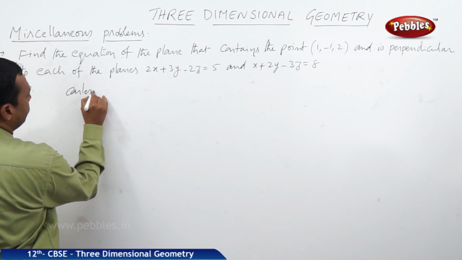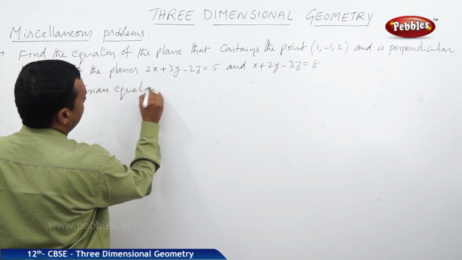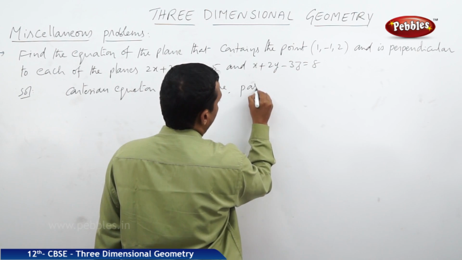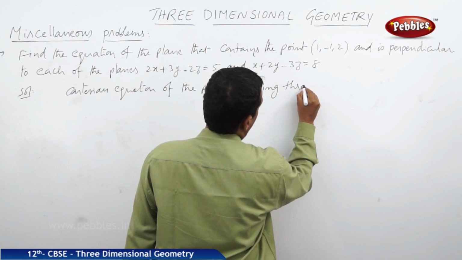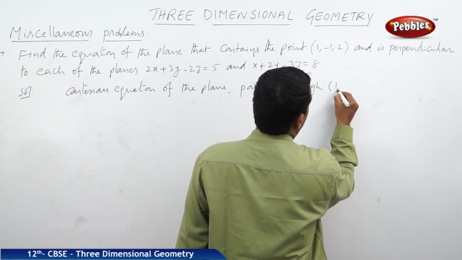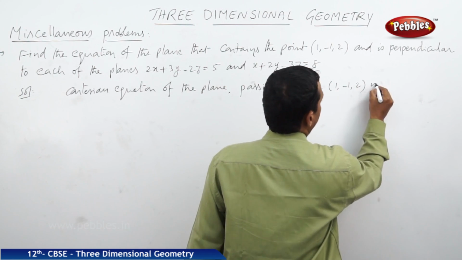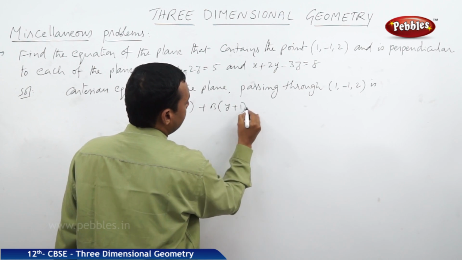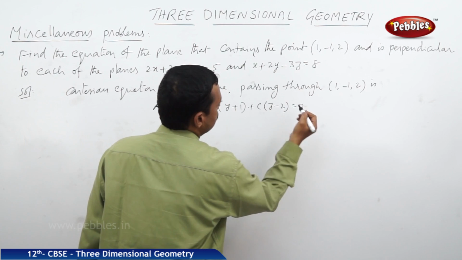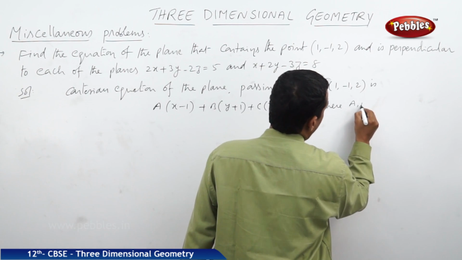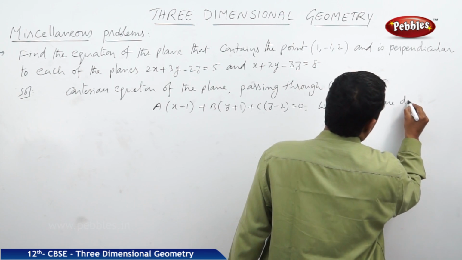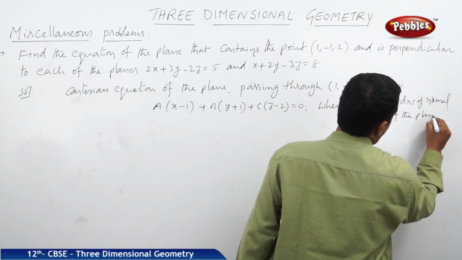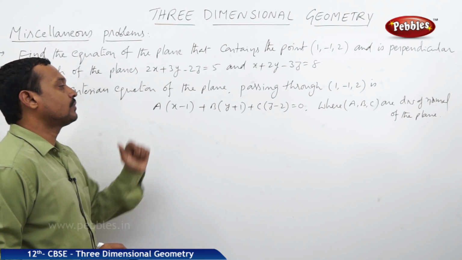The Cartesian equation of the plane passing through (1, -1, 2) is a(x - 1) + b(y + 1) + c(z - 2) = 0, where a, b, c are the direction ratios of the normal of the plane.